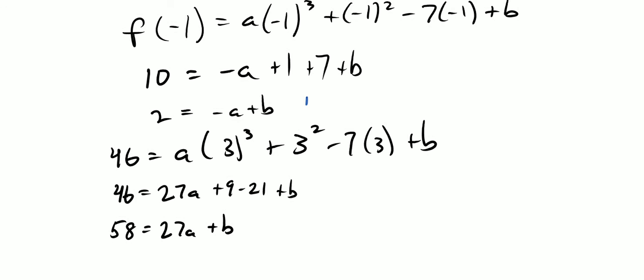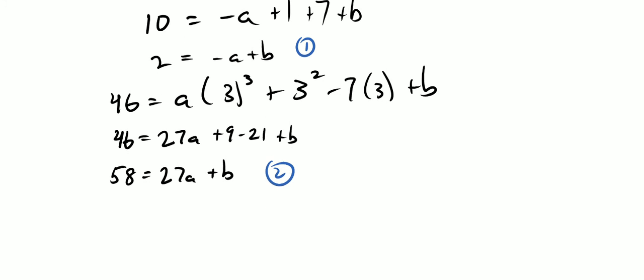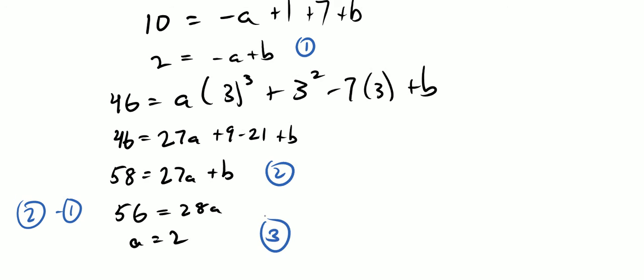So I'm going to go back up and give them numbers 1 and 2. And I'm going to subtract. Okay, I'll do 2 minus 1, because that's going to eliminate the b's. So 58 minus 2 is 56. 27a minus negative a is plus a, so that's 28a. b minus b is 0. So what is a? Any chance that that works out nicely? 56 divided by 28? Yep. Nice. We call that equation 3.